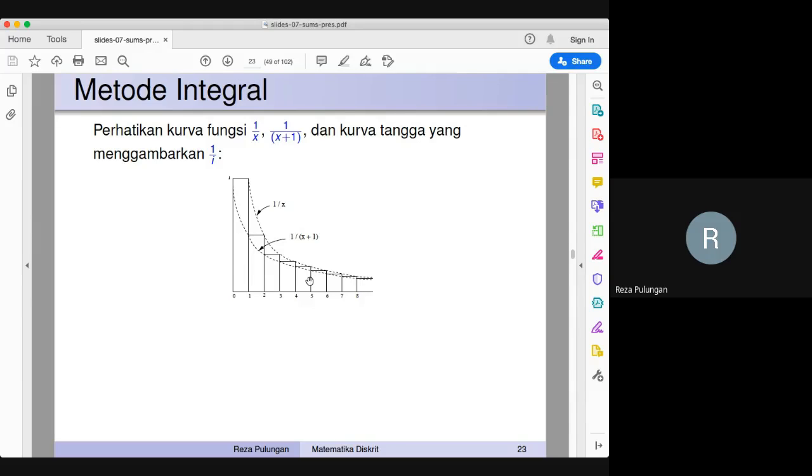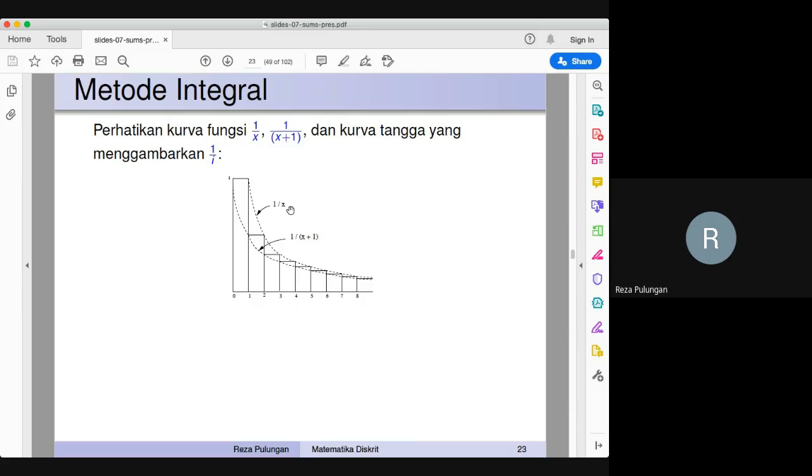Because what we are actually computing is those that are discretized here, it is easy to see that the area that we are looking for lies between these two curves. It is larger than the area below the curve 1 divided by x plus 1, but smaller than the area below the curve of 1 divided by x.